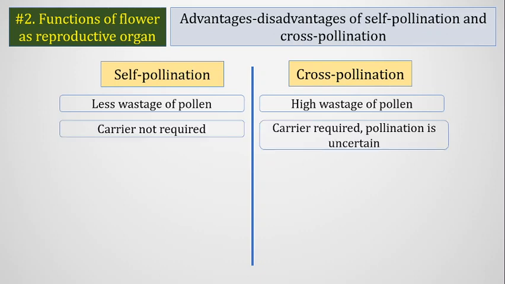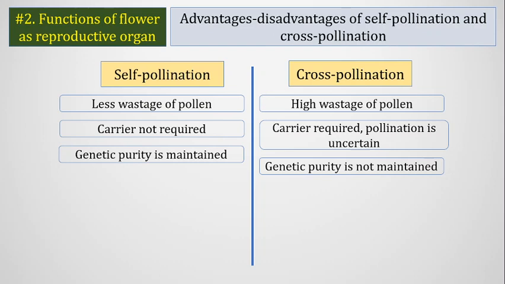And in self-pollination, a carrier is most often not required, because with some small vibrations or by some small wind, it can be pollinated automatically. But for cross-pollination, the pollen has to travel much farther. It has to travel a considerable distance. So it essentially requires a carrier. And pollination is also uncertain, because a carrier is specifically needed.